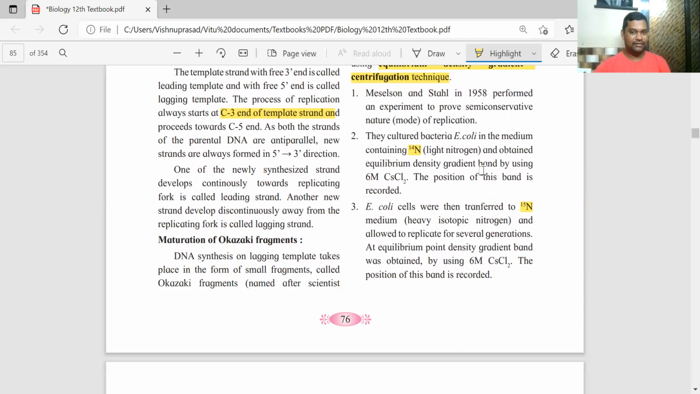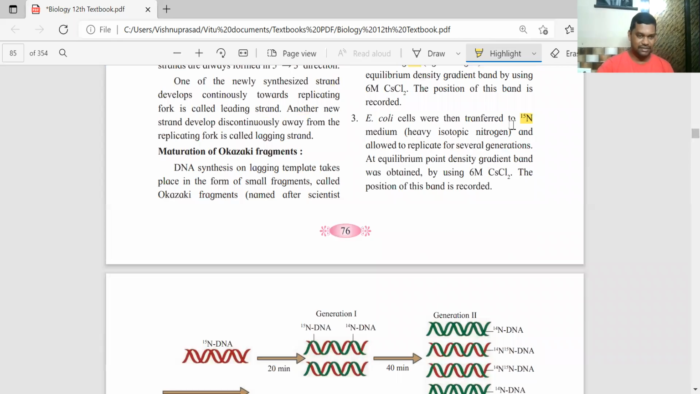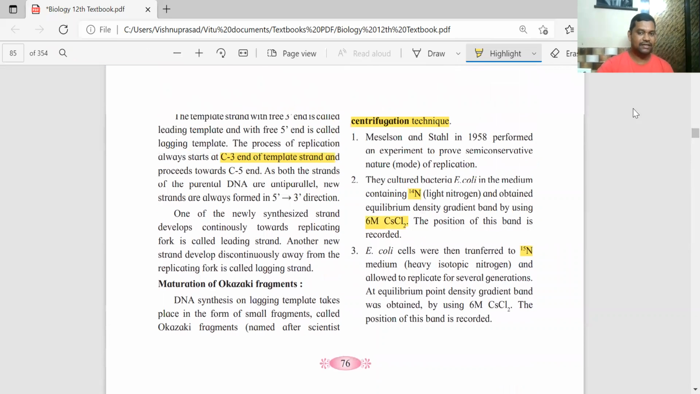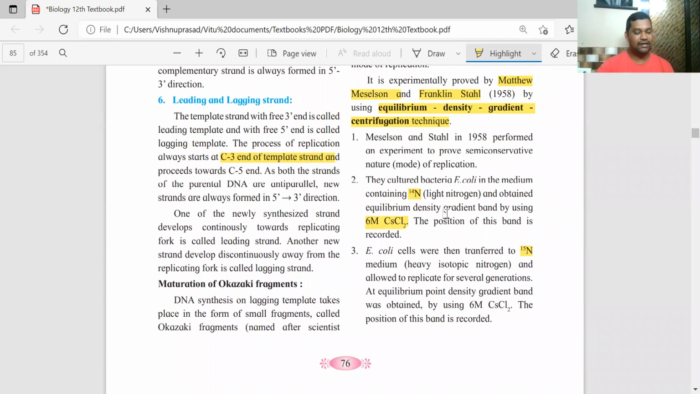What they did: बैक्टीरिया E. coli को कल्चर किए in a medium that was having normal nitrogen. उससे क्या होता है कि there is something called as a band which is recorded. Which equilibrium density gradient band करके बोलते हैं, and 6 molar sodium chloride is used for the banding. उसके डिटेल में अभी नहीं जाते, just understand कि density gradient का band तैयार किया after culturing, ठीक है. Like nitrogen.